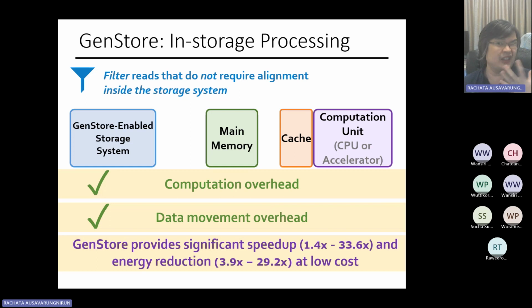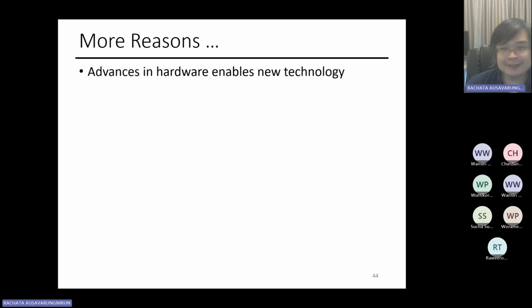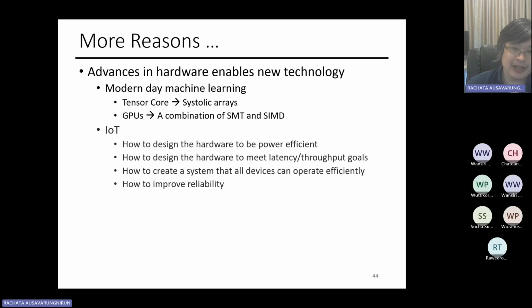So as you can see, these things demand really state-of-the-art technology that is still evolving. And there's a lot of hardware research in this area as well. More reason, well, advances in hardware can enable new technology. Modern things like the Tensor Core, Tensor Processing Unit, or GPU are examples of that.